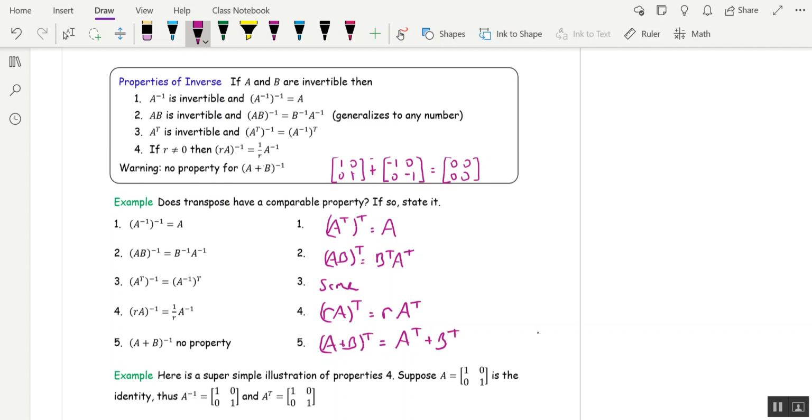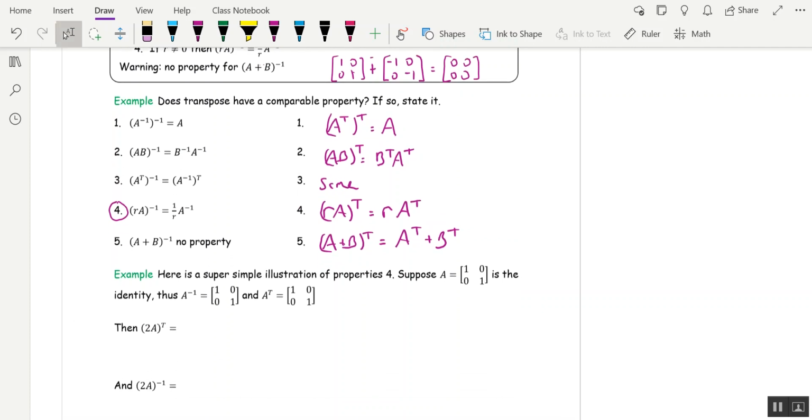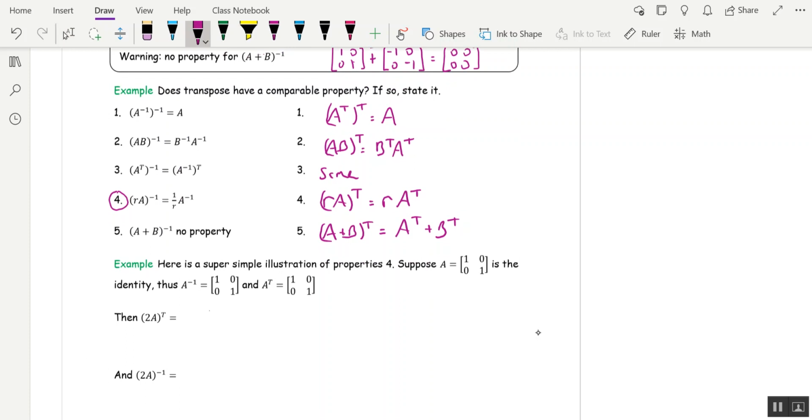Okay, just want to look at this property a little more carefully with a really easy example. I'm going to let A be the identity. So the inverse of A is the identity, and the transpose of A is also the identity. So A, A inverse, and A transpose are all the identity. Let's look at 2A transpose. So if I take 2A, twice the identity, 2, 0, 0, 2, and I transpose it, I get 2, 0, 0, 2. That's twice the identity. That's twice A.